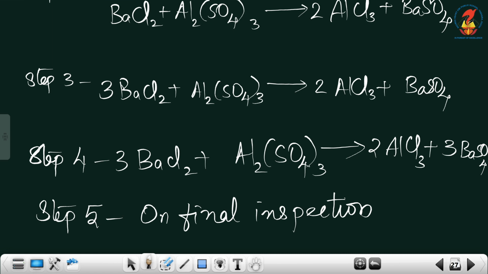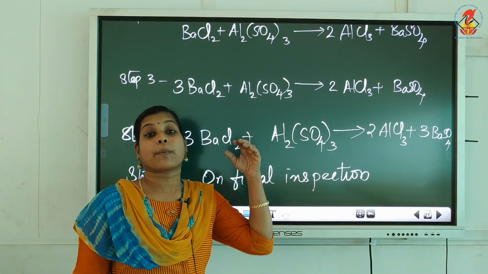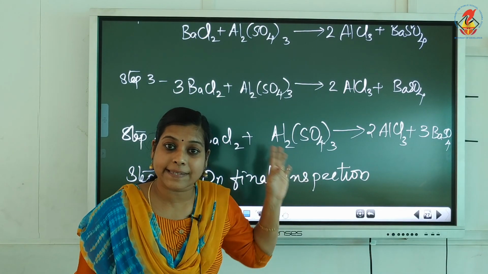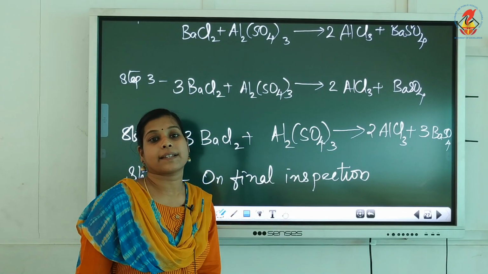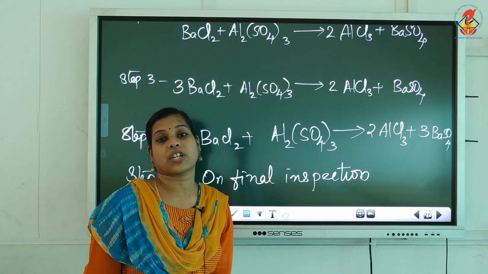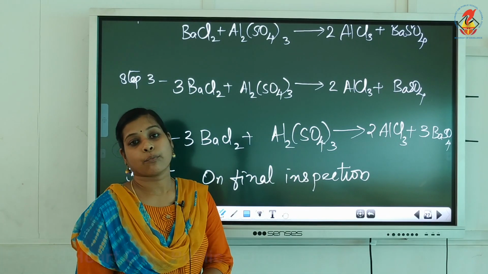On final inspection of this balanced equation, we can observe that the number of atoms of different elements on the reactant side as well as the product side are found equal. So hence the equation is balanced. That is the conclusion of this particular question.